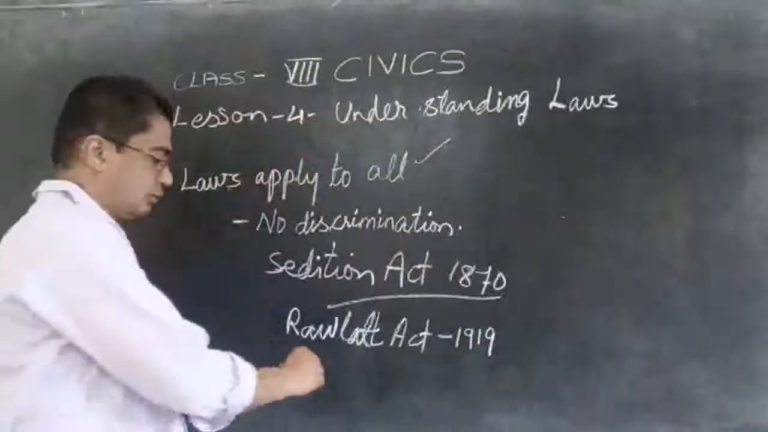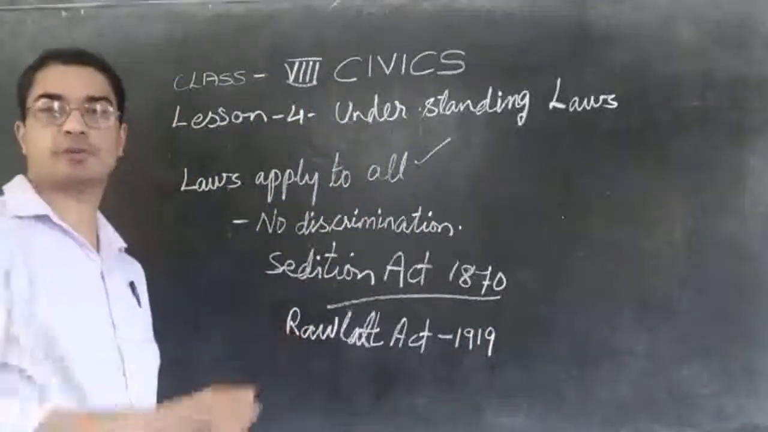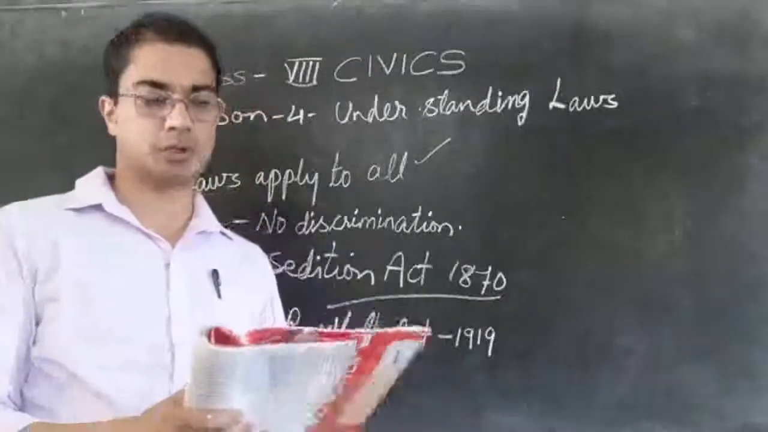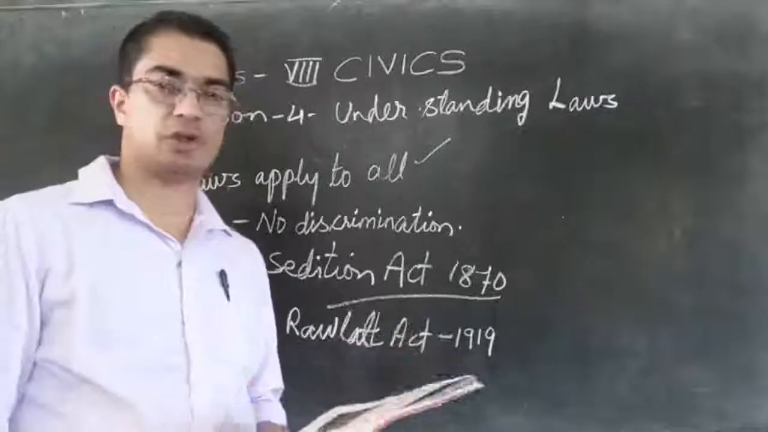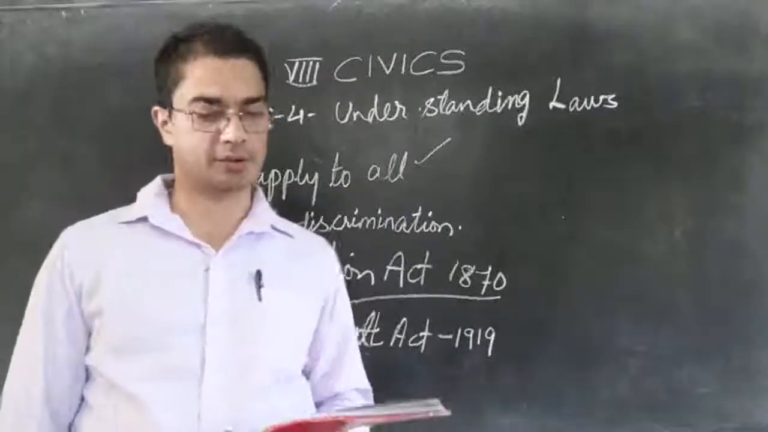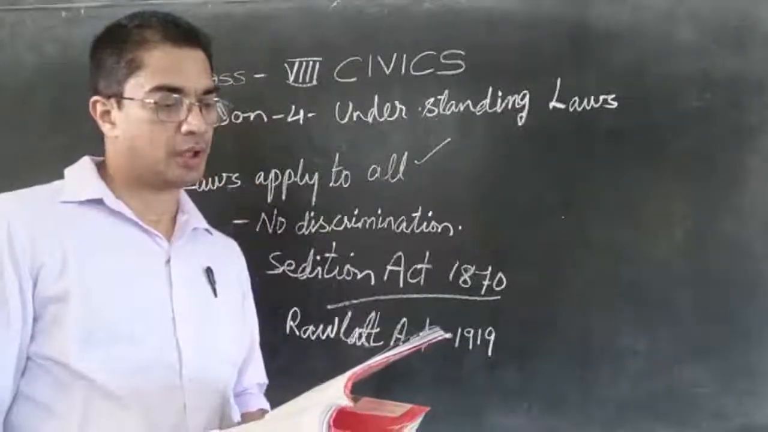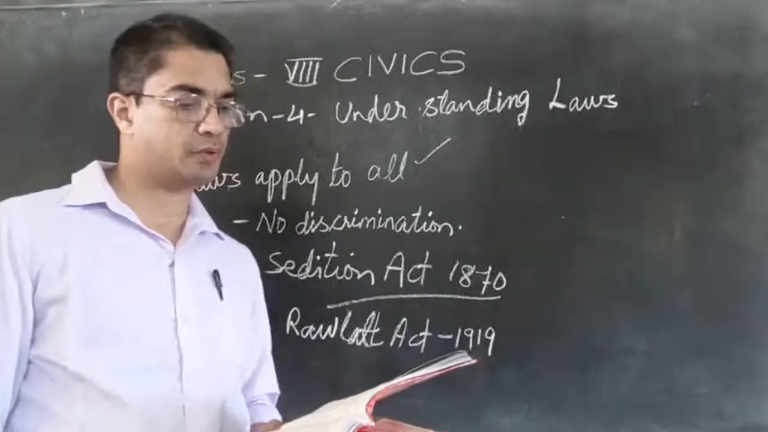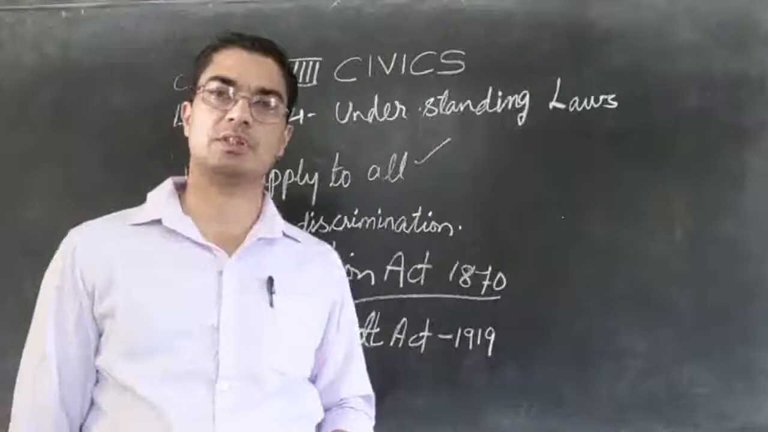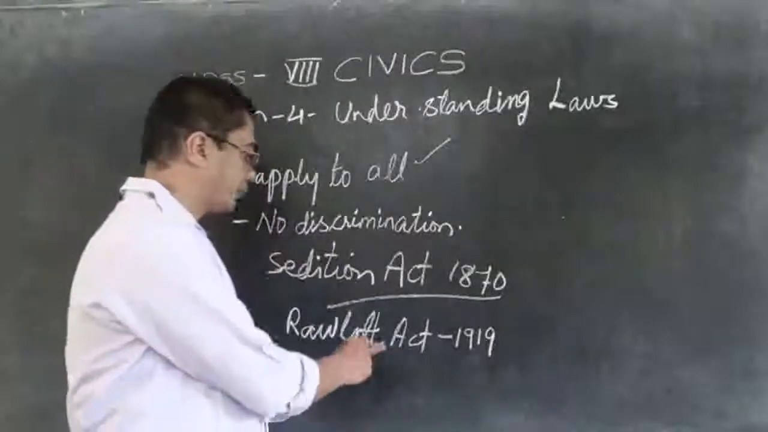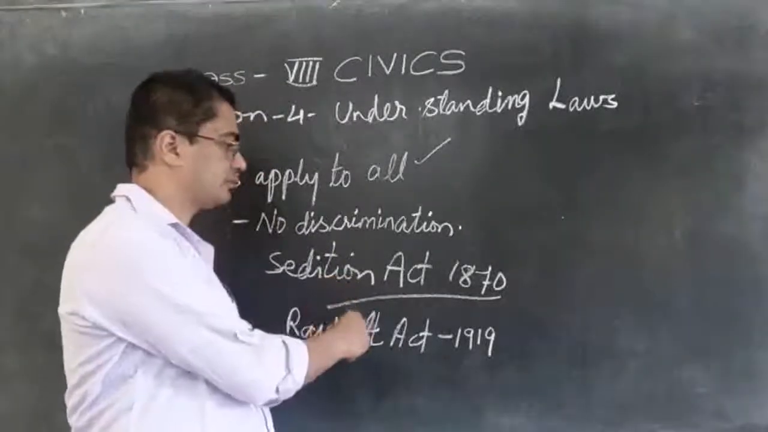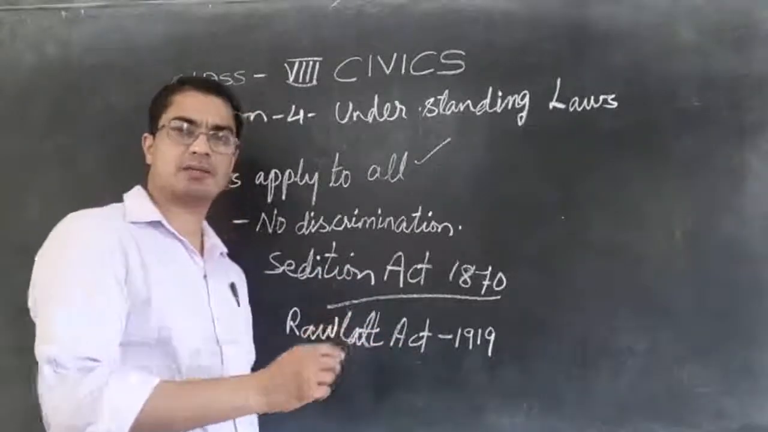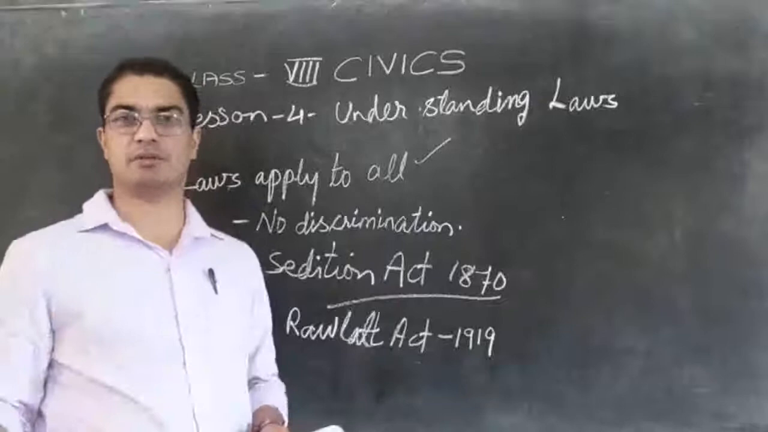Under this law, another law made by the British government, that is also an arbitrary law, only to arrest or persecute Indians. They made this law so that the British government can imprison people without due trial. This is also somewhat the same as the Sedition Act. According to this law, the British government can simply arrest anybody and put them in jail.